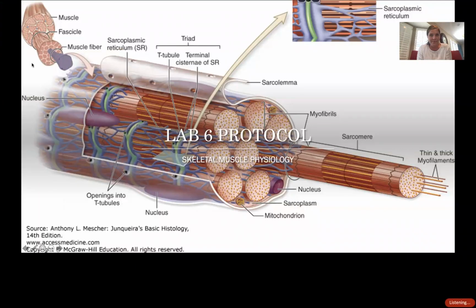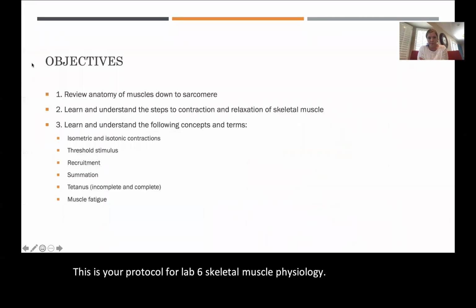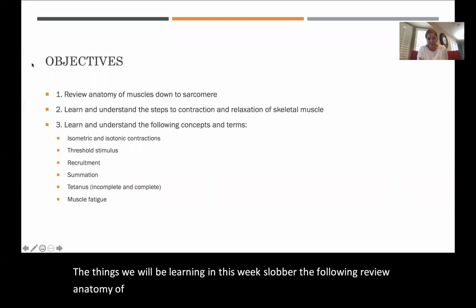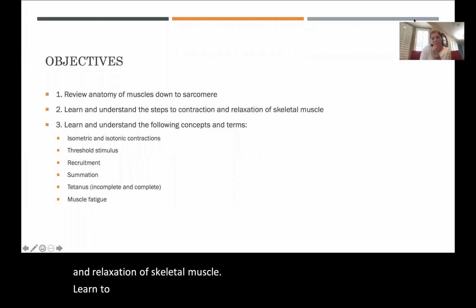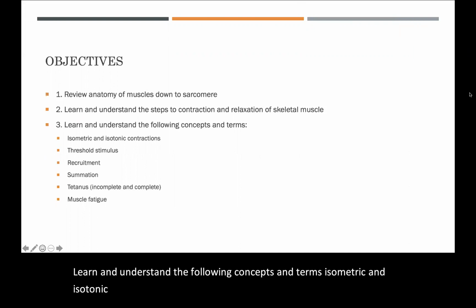This is your protocol for Lab 6, Skeletal Muscle Physiology. The things we will be learning in this week's lab are the following: review anatomy of a sarcomere, learn and understand the steps to contraction and relaxation of skeletal muscle, learn and understand the following concepts and terms: isometric and isotonic contractions, threshold stimulus, recruitment, summation, tetanus, incomplete and complete, and muscle fatigue.